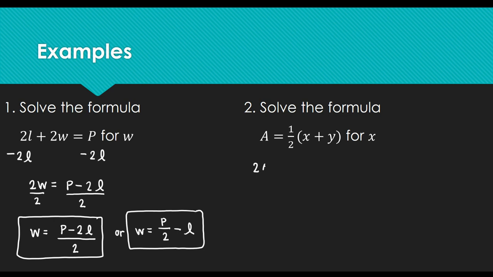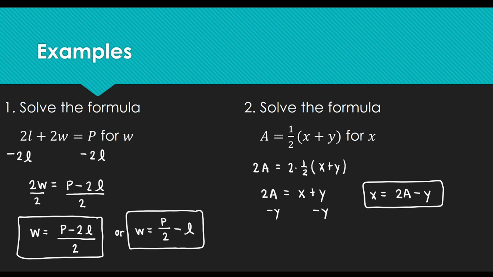So I'm going to multiply both sides by 2. Because then notice that 2 times a half, that's just 1. So now I have 2A equals, and then I don't need the parentheses anymore if there was just a 1 in front. So then it equals X plus Y. And so if my goal is to solve for X, the last step is to get the X by itself. So I'm going to subtract the Y over, and so we'll have X equals 2A minus Y. And that's probably the fastest way for us to solve.